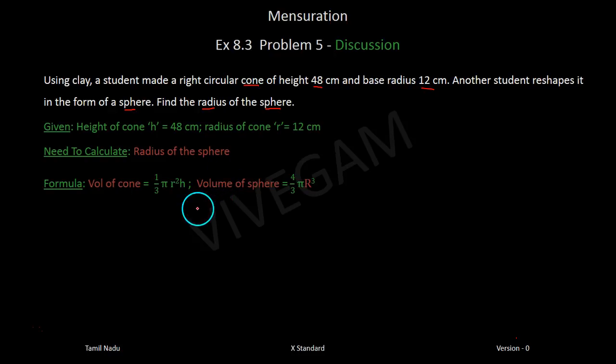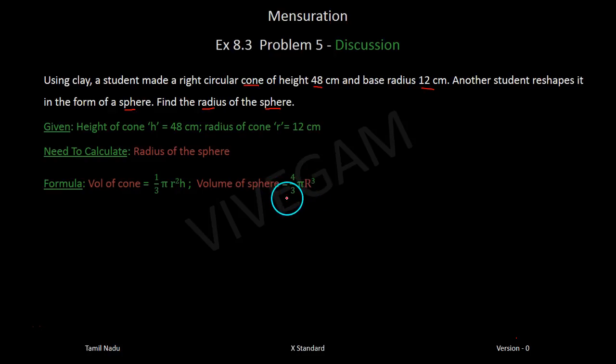Let's list the formulas. Volume of the cone is 1/3 pi r squared h. We know the radius, we know the height, which means the volume of the cone can be calculated. Now the volume of the sphere is 4/3 pi R cubed. Capital R is the radius of the sphere. We have to differentiate because a radius is there for the cone as well as for the sphere. So we are using small r for the cone and big R for the sphere.